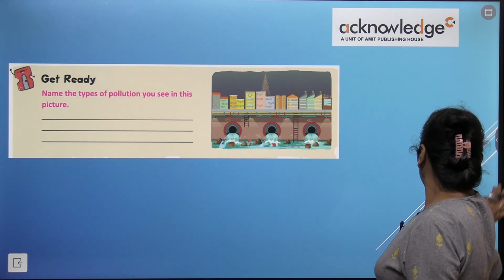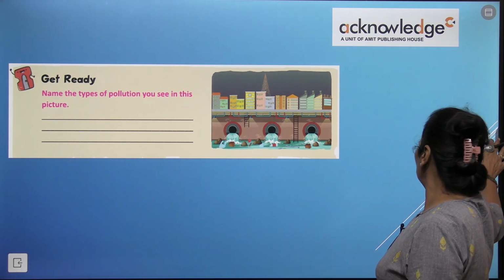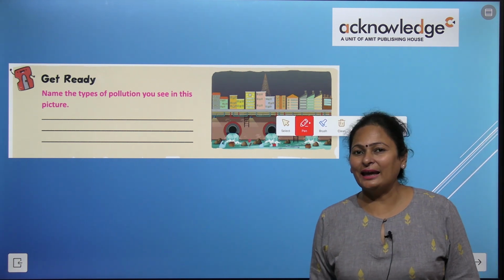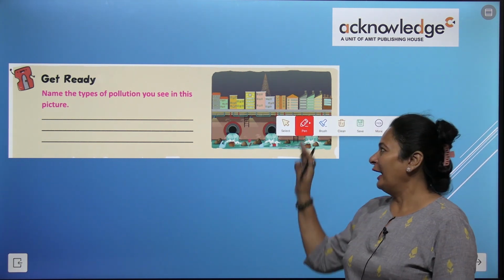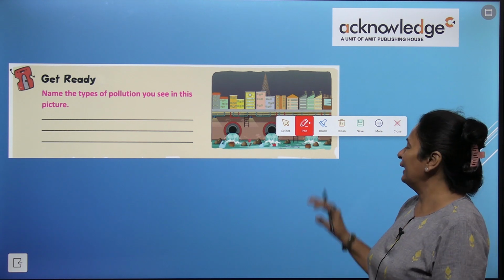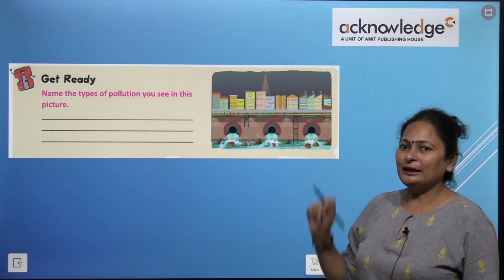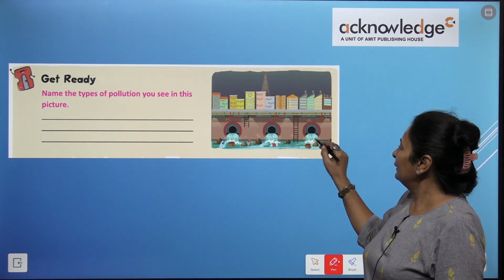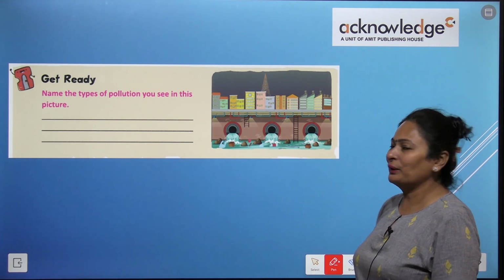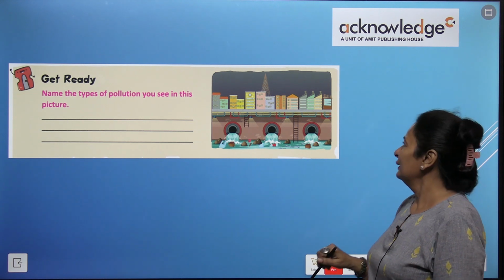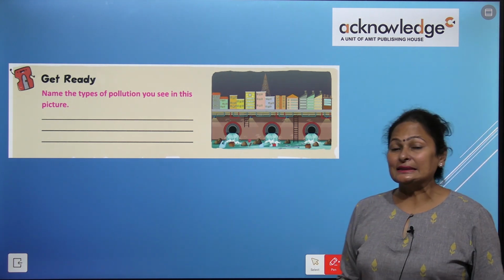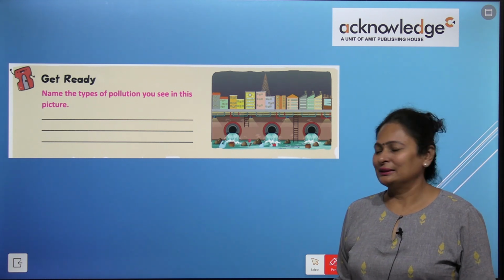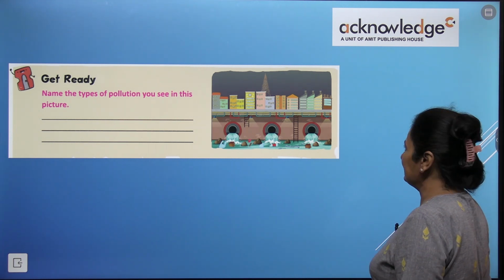So again, a warm-up exercise for you. Get ready. Name the types of pollution you see in this picture. Have a glance at this picture and see what kind of pollution is there. So you see dirty water is getting mixed with river water, right? So it is a type of water pollution. So what is pollution? Let's discuss.